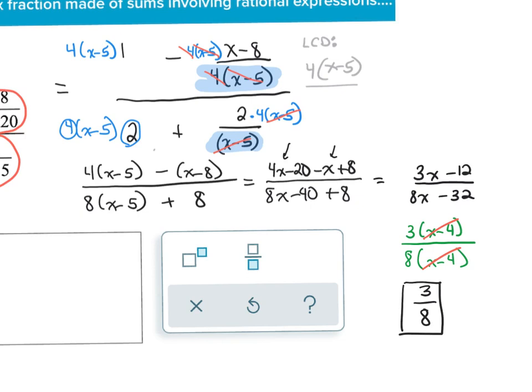So we factor, we find the LCD, we multiply that LCD to all the tops, we simplify top and bottom, and then lastly, we try to factor and see if any of those factorizations will yield anything that will cancel out.